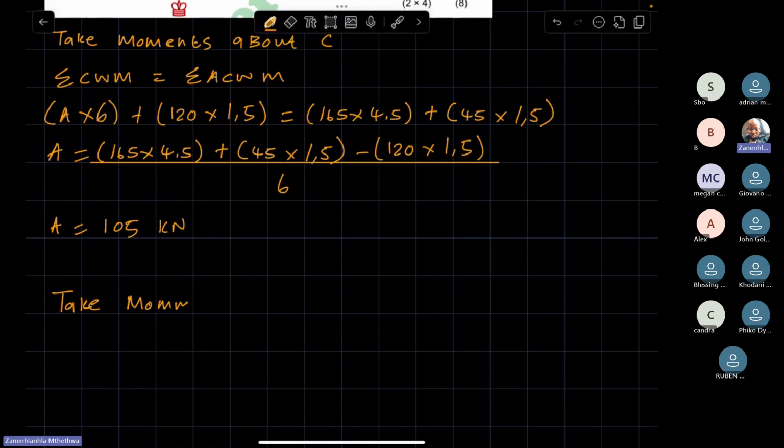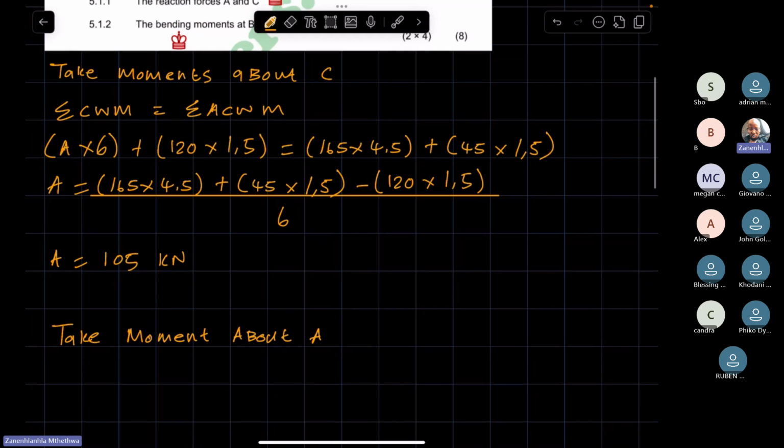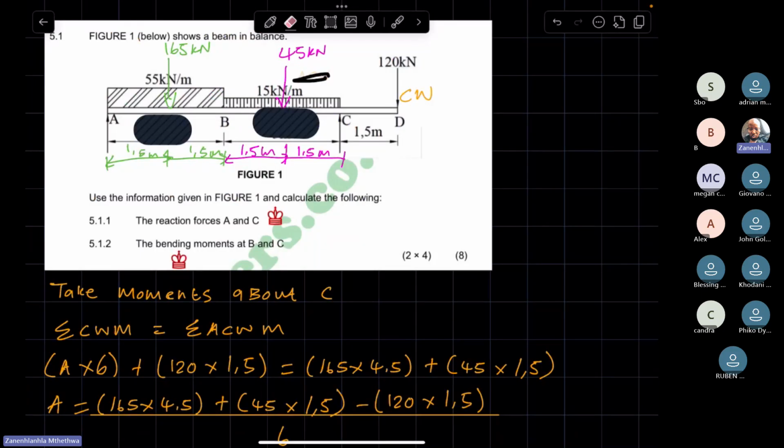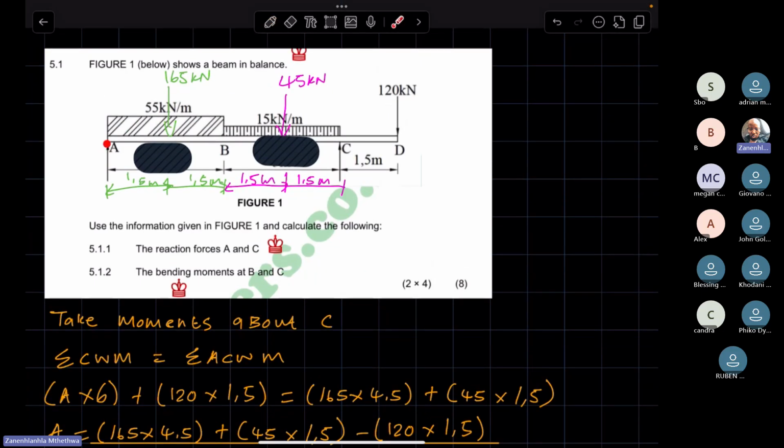So now we take moments about A. Right, you are now taking moments about A. So this is where we are taking moments now. So now we look at the turning effect each of these forces has towards the point we are taking moments about, which is A. Now looking at this one, will this have a clockwise or anti-clockwise turning effect towards A? The 165.